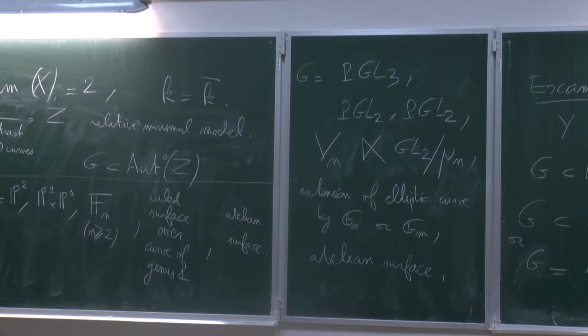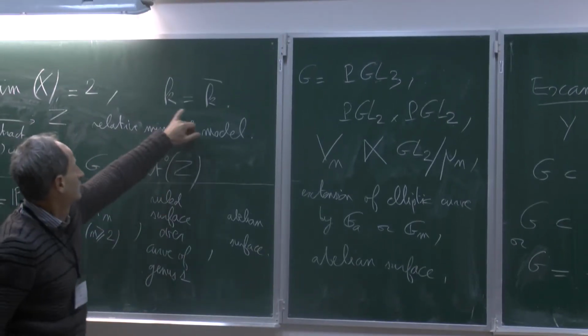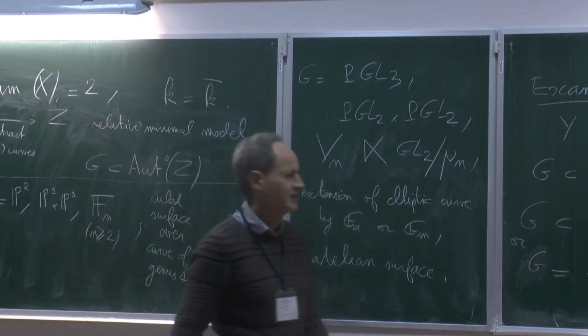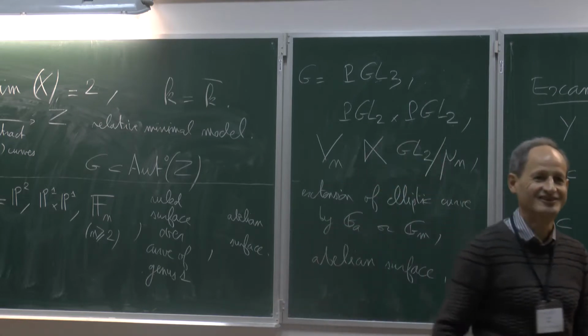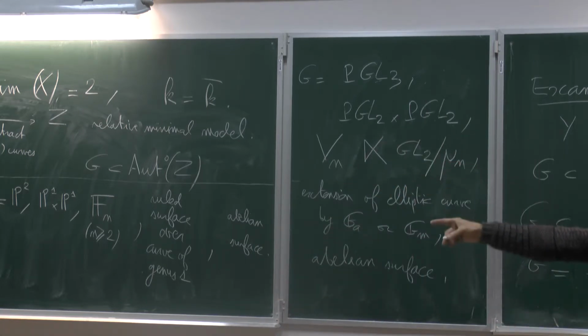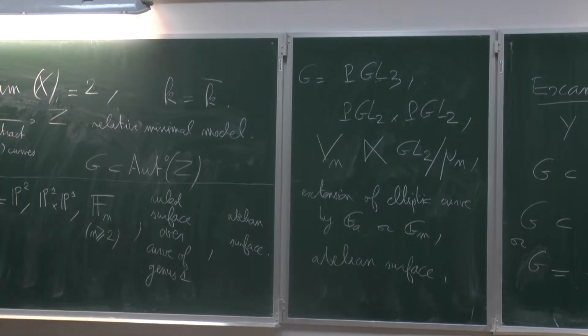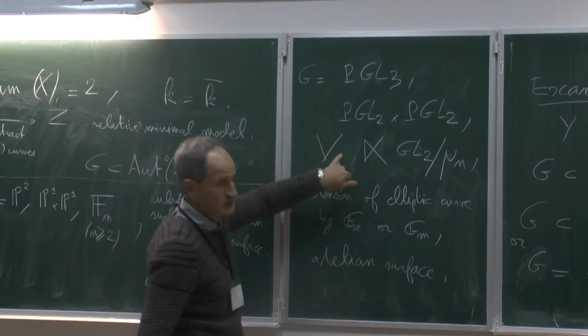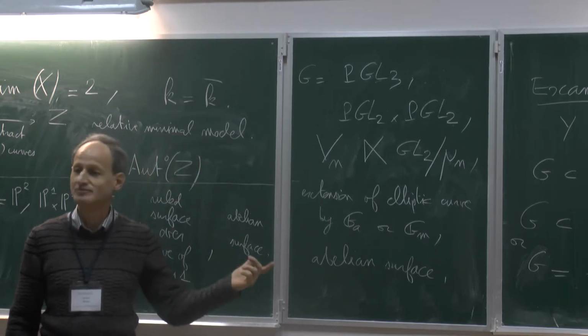Why don't we have something like PGL2 of Q1 times PGL2 of Q2? Because I'm over an algebraically closed field now, to simplify my life. Otherwise, the list would be much longer, and I'm not sure I know it. So this is just what you get from classical surface theory. And of course, most of these were known before. Actually, all these groups appear in a classical work of Enriques and Fano, from 100 years ago.